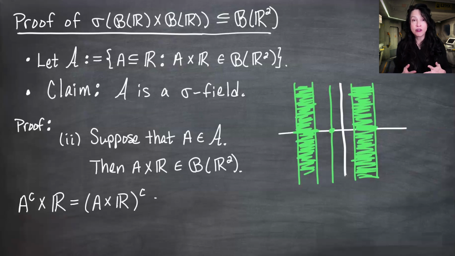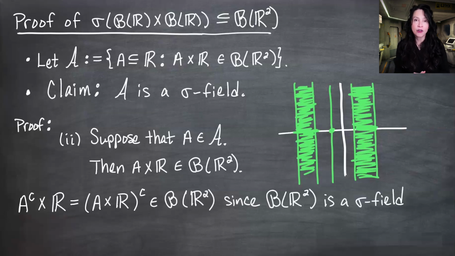We already know that A crossed with the reals is in the Borel sets on R². Because the Borel sets on R² is a sigma field, we know then that the complement of A crossed with R is in there as well. And again, this is equivalent to A complement crossed with R. If A complement crossed with R is in the Borel sets on R², that means that A complement is in curly A. So we're done with step 2 of showing that curly A is a sigma field.